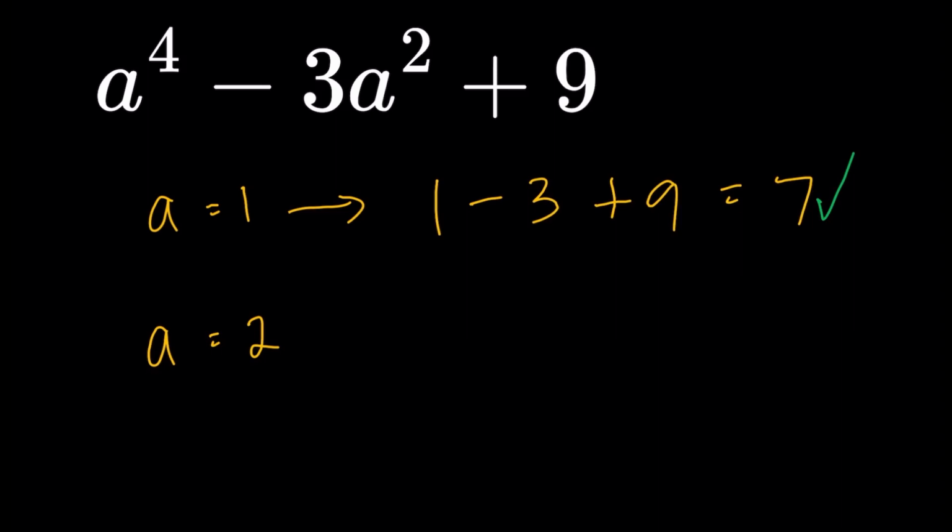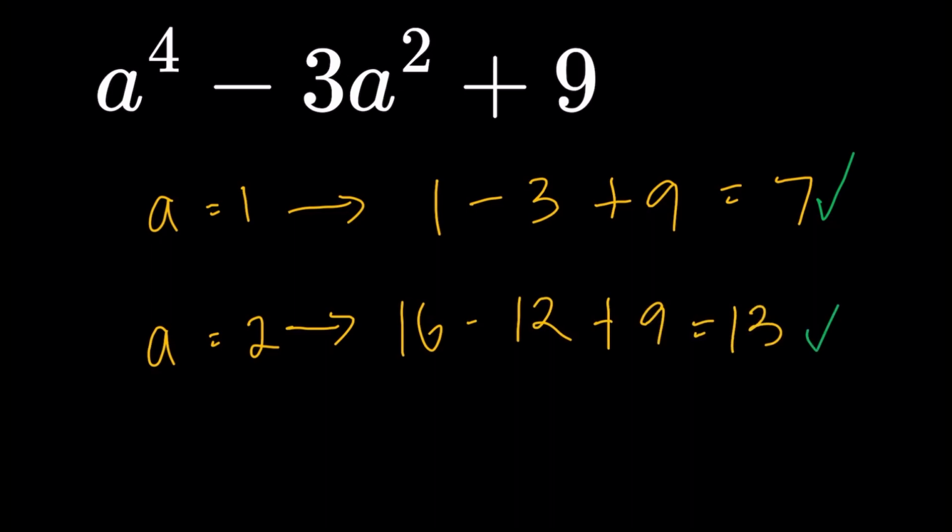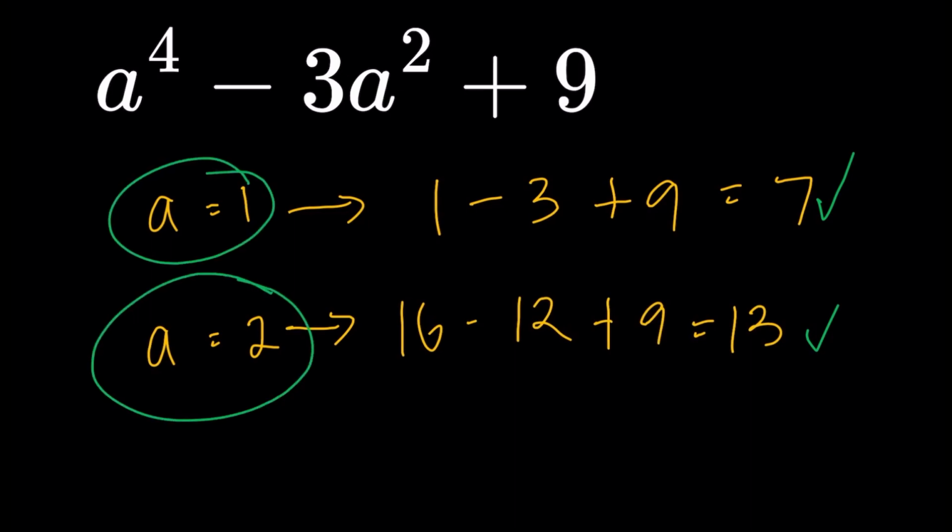All right, let's try a equals 2. If a equals 2, a to the fourth, 2 to the fourth is 16. 3a squared is 3 times 2 squared, that's 3 times 4, so minus 12, and then plus 9. 16 minus 12 plus 9 is equal to 13, and yes, it is a prime number. So we have two possible values of a, a equals 1 or a equals 2. Both of them give us a prime number as a result.